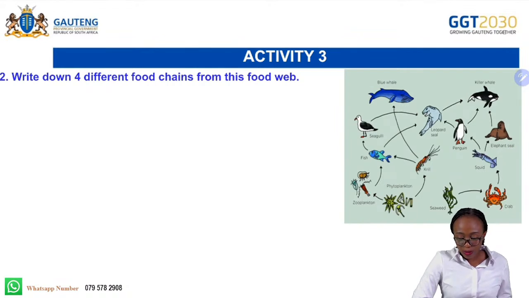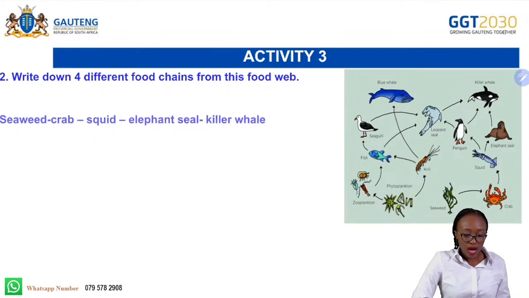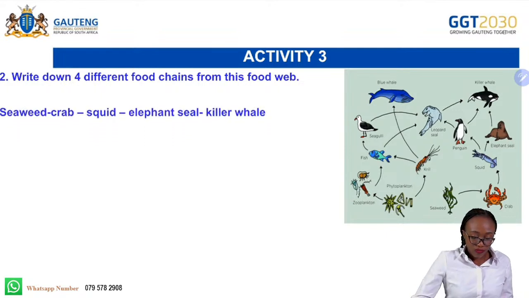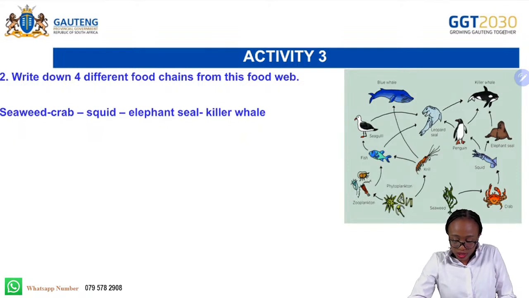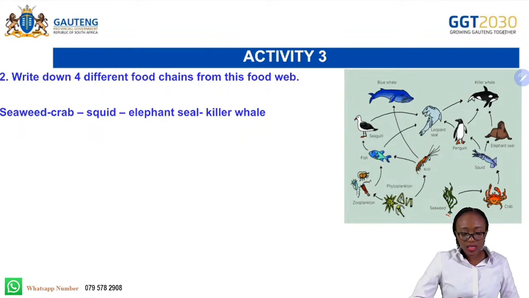Okay, so now we're supposed to write down 4 different food chains from this food web. I'm pretty sure there are more than 4. Let's choose 4. Now the first one is seaweed. So this is where our starting point is.